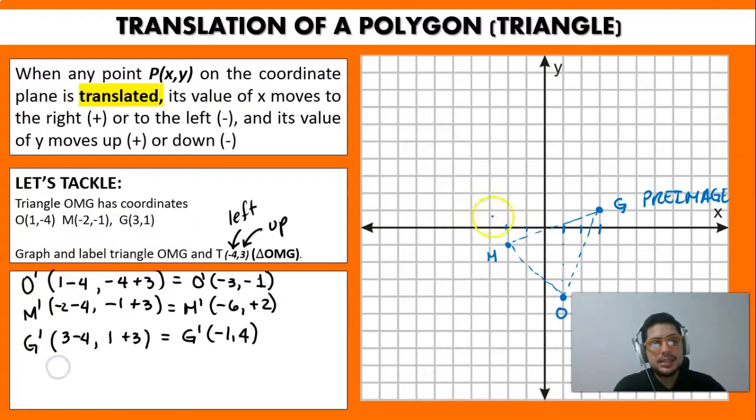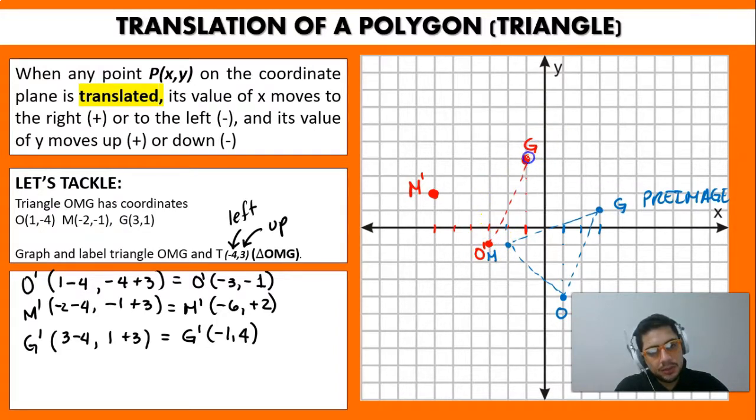So now let's take a look at the translated image. So the translated image of O is going to be minus 3 comma minus 1. So 1, 2, 3, minus 1. So O is going to be here. M is going to be on minus 6 and plus 2, right? M tick mark. And G is going to be on minus 1, 4. Right?